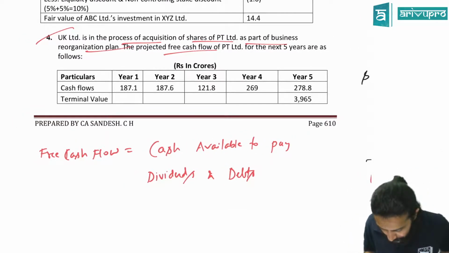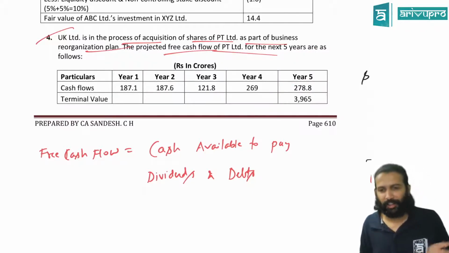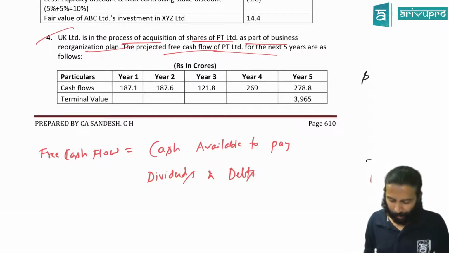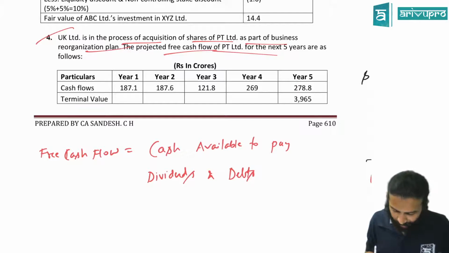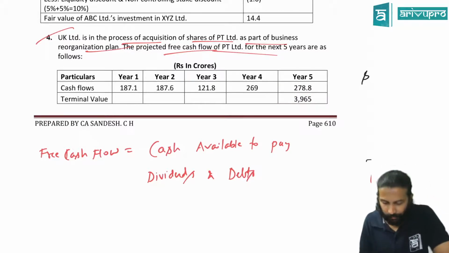So projected cash flow for the next 5 years they've given. Cash flows for each year they've given. What do you think they're going to ask now? Cash flows they've given, you find out the discount. You're using in a way the income approach. So terminal value they've given. Terminal value means what we're finally going to get. Normally everything will have some terminal value. Here, year on year you'll get this. In year 5, you're going to get the terminal value of 3965.